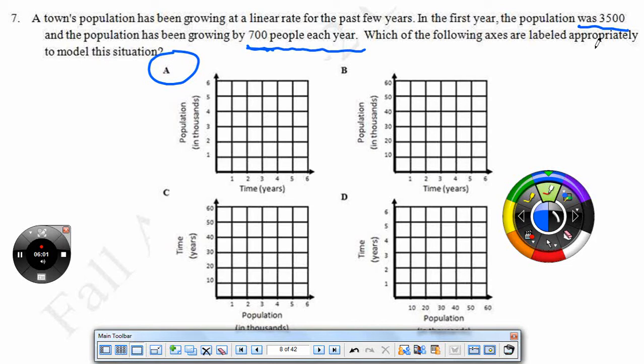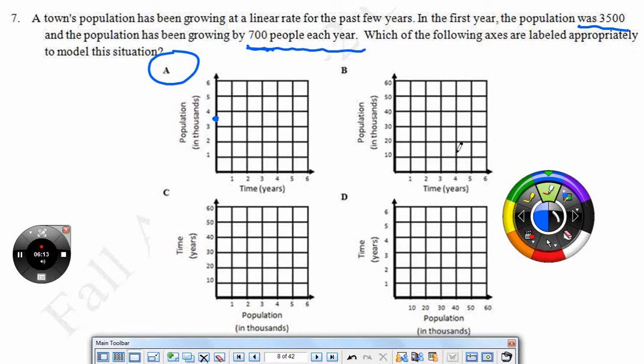scale. So the first one would be at 3,500, so we'd put a dot here. Not that you have to graph this or anything, you're mainly just looking at which scale would be the best, so I'd pick that one. These other ones aren't as good. This one's in 10 thousandths, so that's too big.